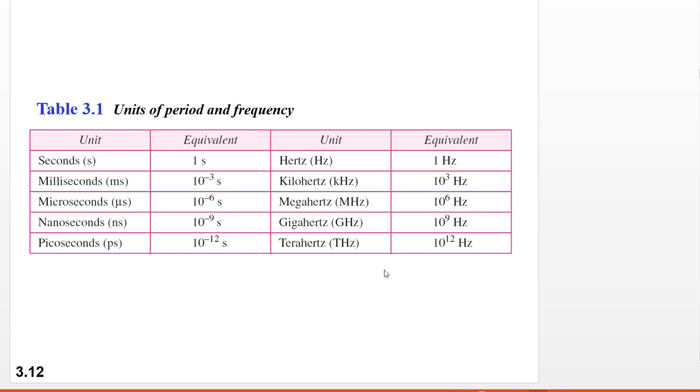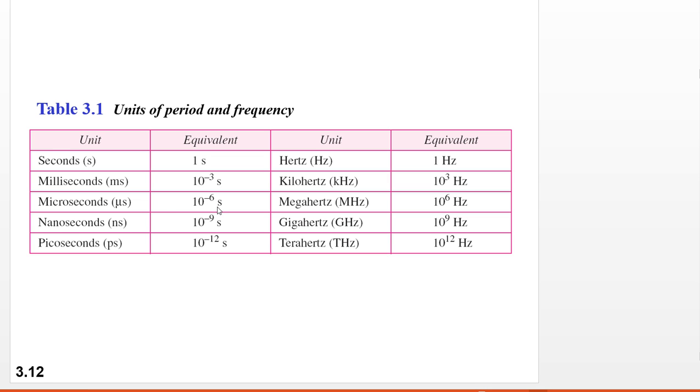Now we can see the units of period and frequency. If the time period is in seconds, then the frequency is in hertz, equivalent to 1 hertz. If it is in milliseconds, that is 10 to the power of minus 3 seconds, we have to write the frequency as kilohertz. So 1 kilohertz is equal to 10 raised to 3 hertz, that you know.